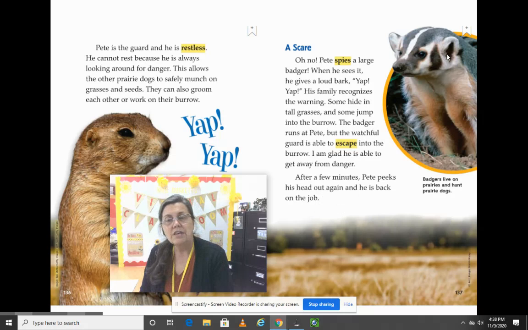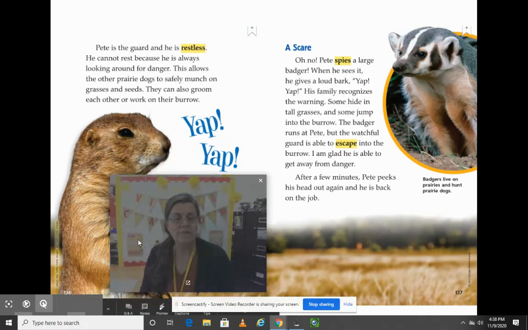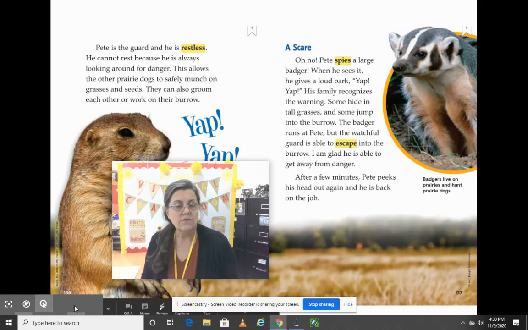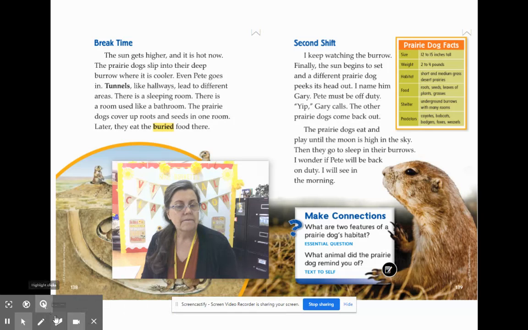And what do we have here? A real photograph of a badger, and again, a caption that explains what a badger is. Badgers live on prairies and hunt prairie dogs, okay? So let's see if we can find some more text features that the author included. And also, let's see.